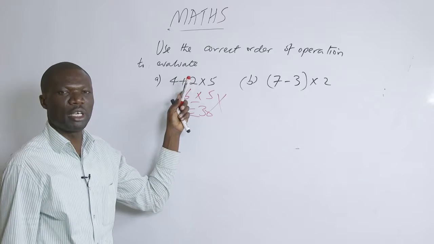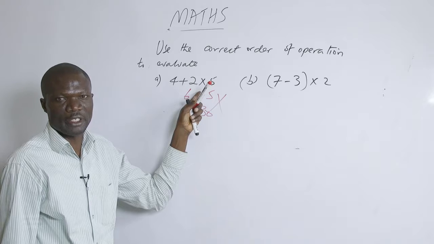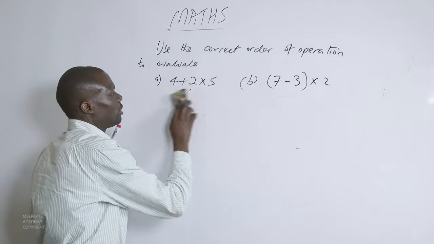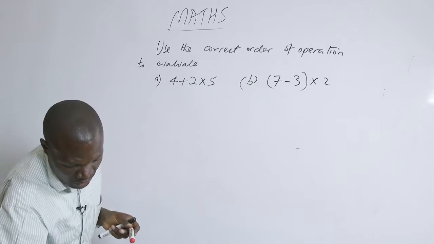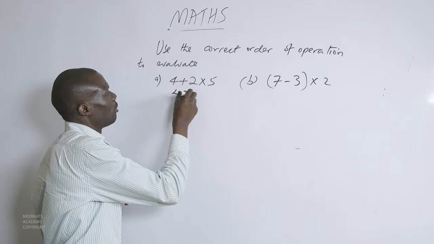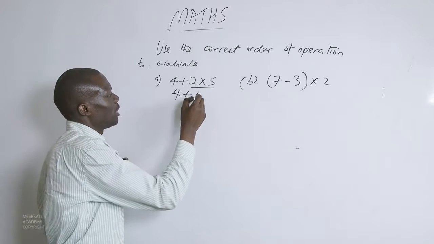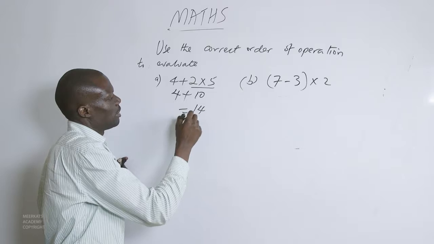So the first thing to be dealt with here, we don't have division, so it's going to be multiplication. And then we move ahead. So we shall have this question as 4, then plus the product of 2 and 5, which is 10, and find your answer as 14.